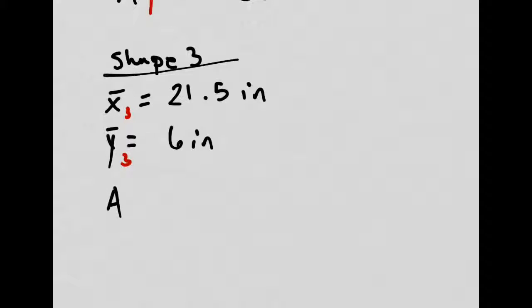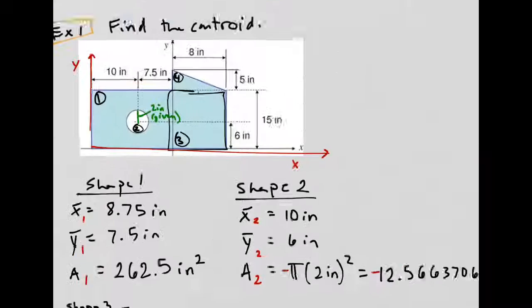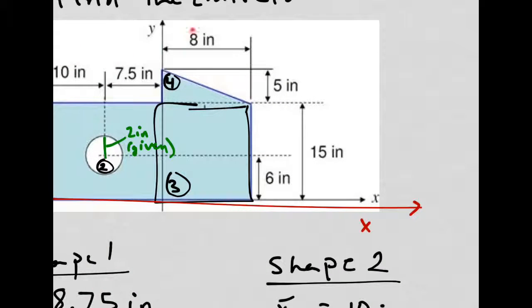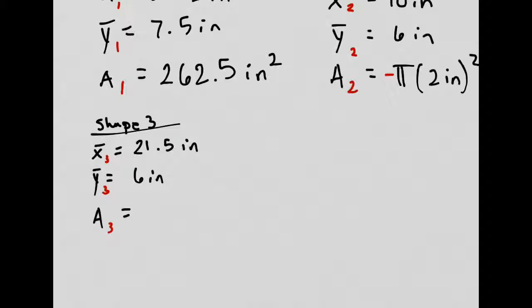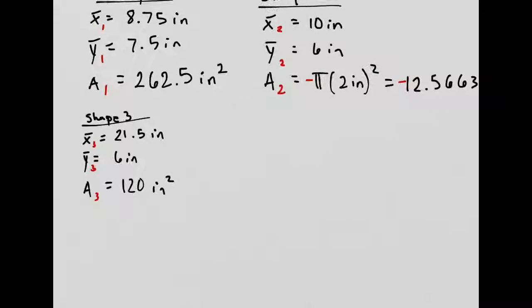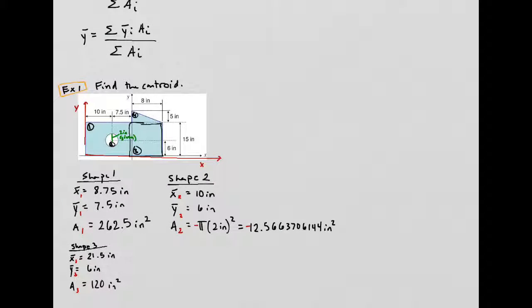The area, well, that's just base times height. So we'll just do 8 times 15. Yeah, 8 times 15. That's 120 inches squared. Do I have inches squared? Yes, I do. And it's a positive area because it's not missing. Okay, shape 4. We're on to shape 4, buddy!